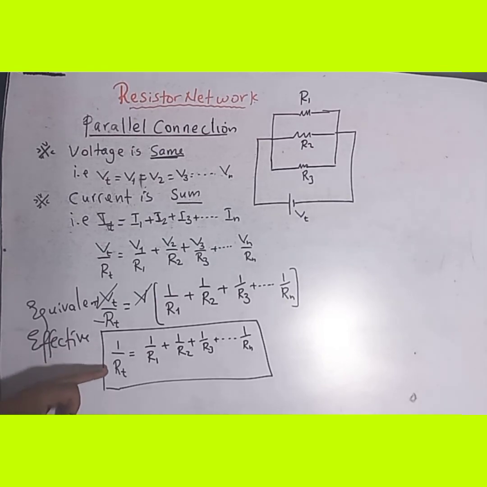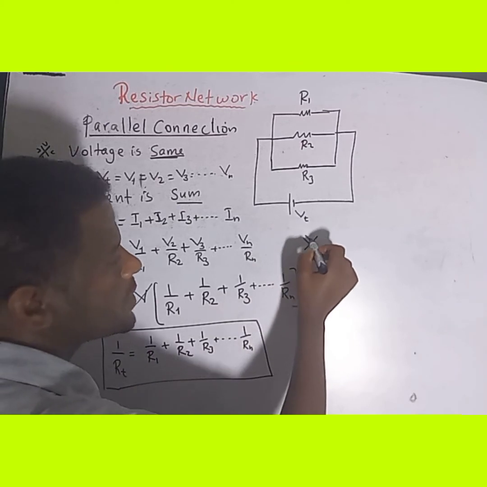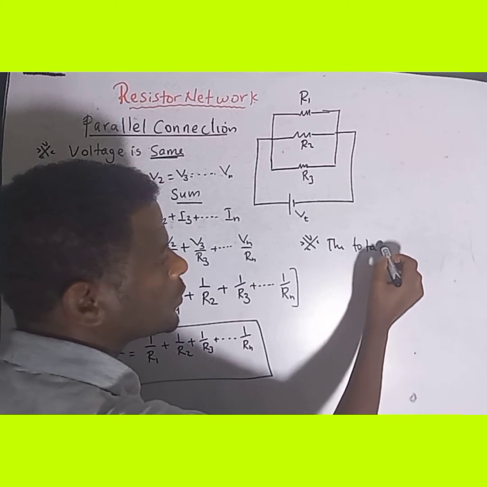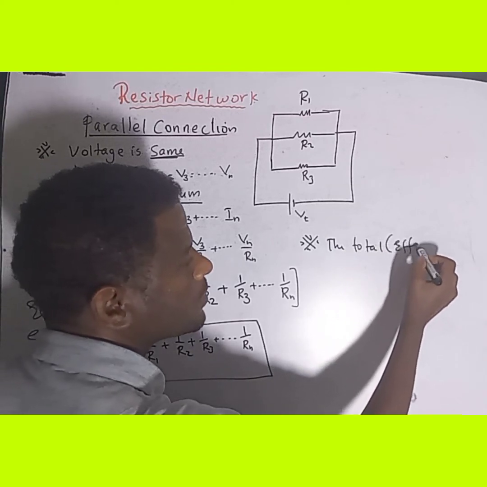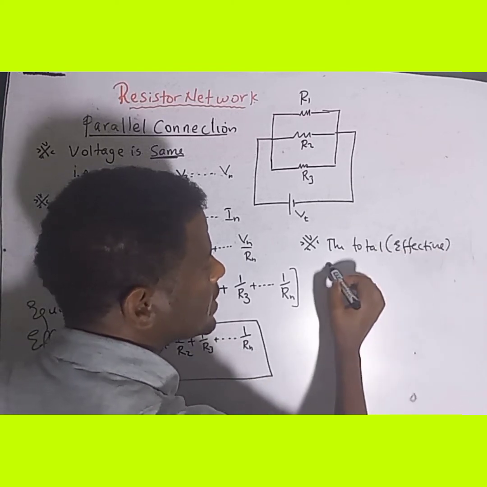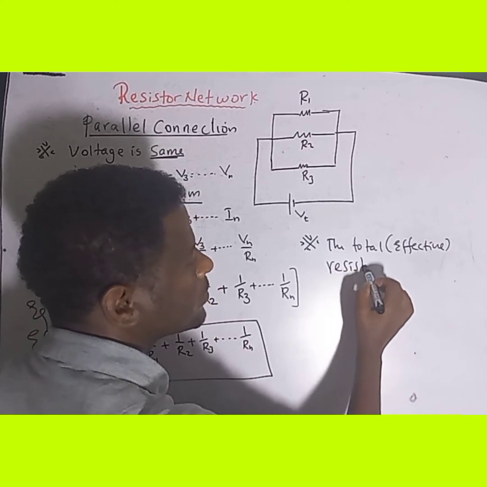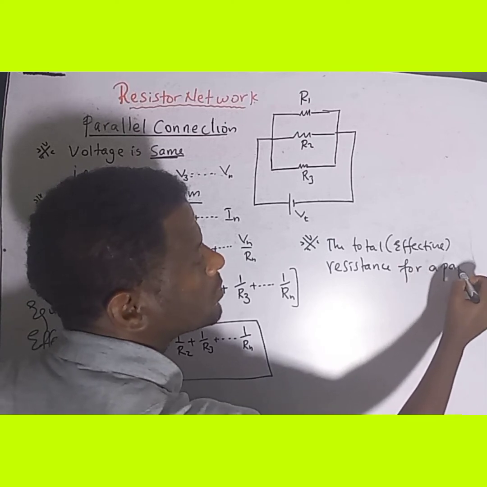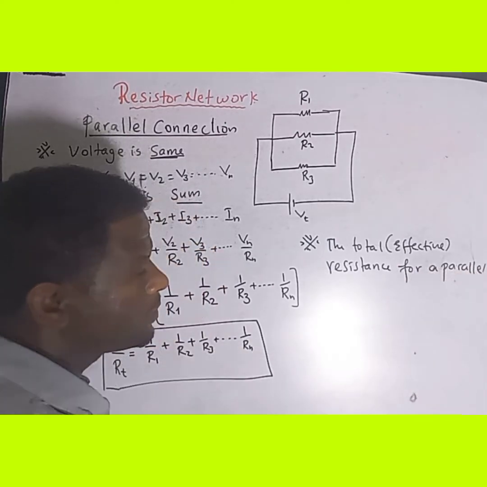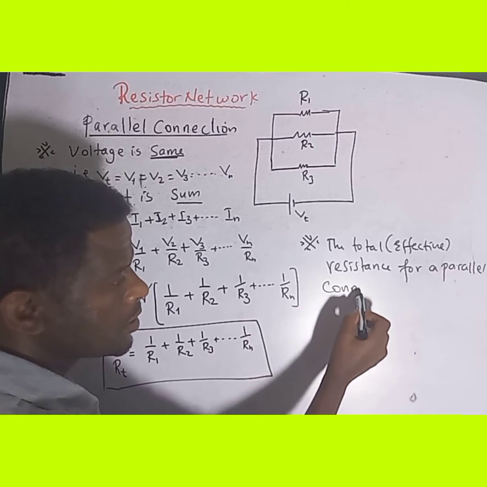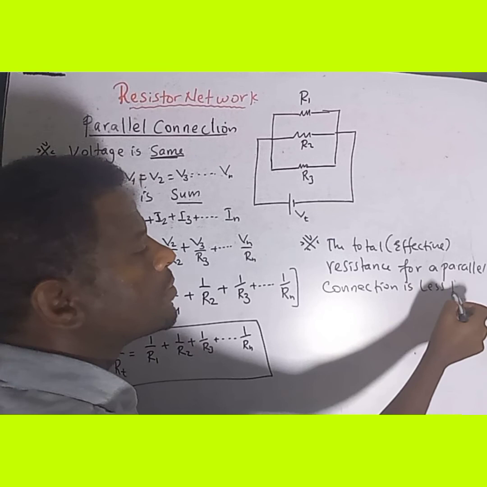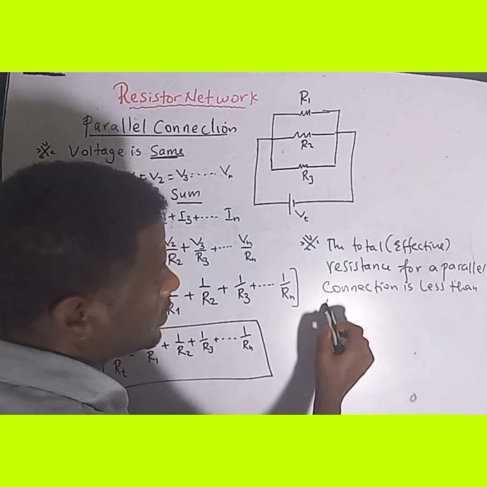Since it is the reciprocal, the total or the effective resistance for a parallel connection is less than the individual resistances.